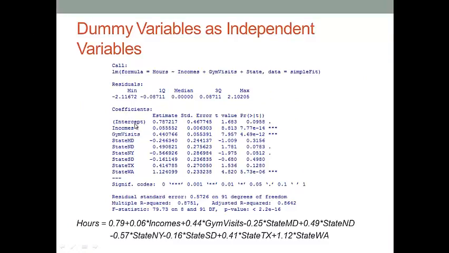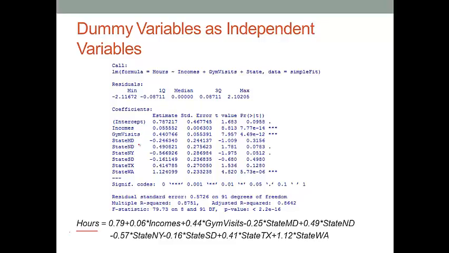From the analysis result, the first factor we want to look at is the estimate, right? According to the given numbers, we can build an equation like the one on this slide, the hours equation. 0.79 plus 0.06 times incomes. 0.06 is the estimate for incomes factor, as you can see here. I rounded the number to 2 positions after the decimal point. So I rounded 0.055 to 0.06. This is the coefficient for incomes factor. And then for gym visits, we have 0.44. So we use 0.44 times gym visits in the equation.